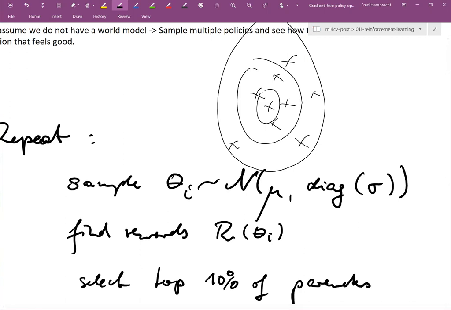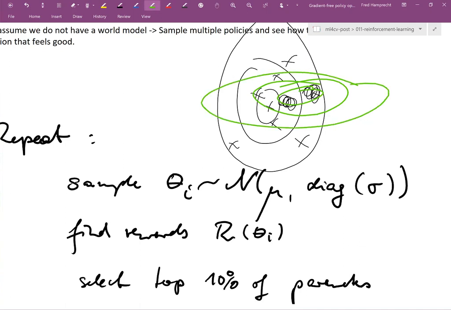So maybe, let's say 20%. Let's say maybe the two policies which earned the highest reward were this one here and this one there. And well, then I would fit a new normal distribution just to these 2 points. This would be my new normal distribution. And now I sample new policies from this new normal distribution, and I try these out, and so on.